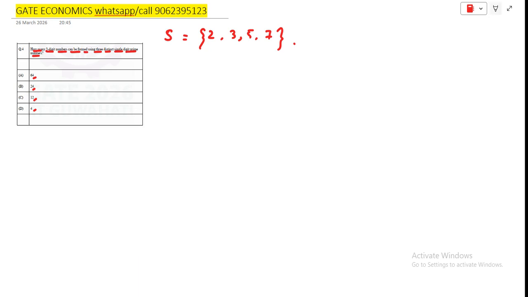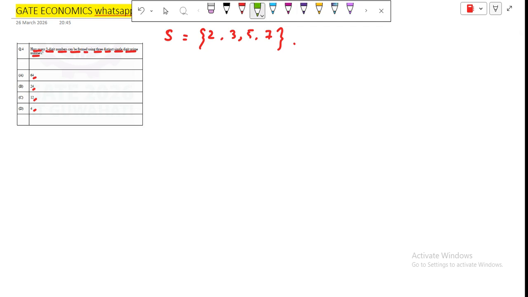So the math is very simple here. 4 into 3 into 2, that is 24. Yes, option number B. Option B is the right answer for this question.